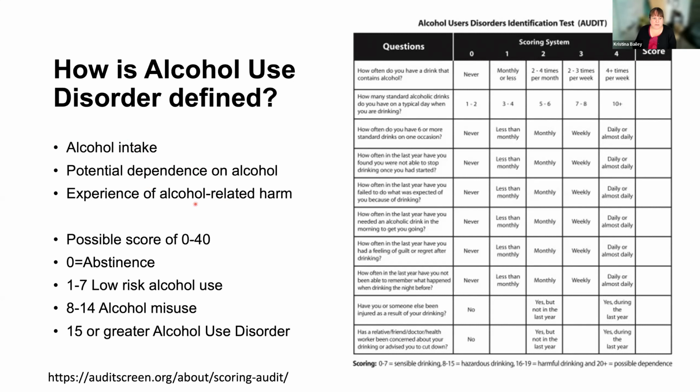So this is scored from 0, which is complete abstinence, to 40, which is the maximal response in all 10 questions. And when you score 1 to 7, there's a low risk of alcohol misuse. 8 to 14 is defined as alcohol misuse, and 15 or greater is thought to be alcohol use disorder.